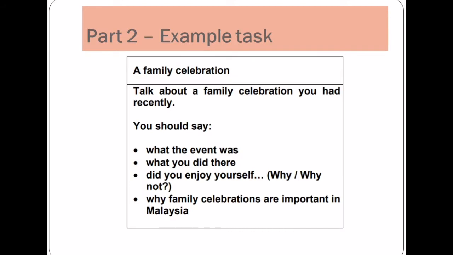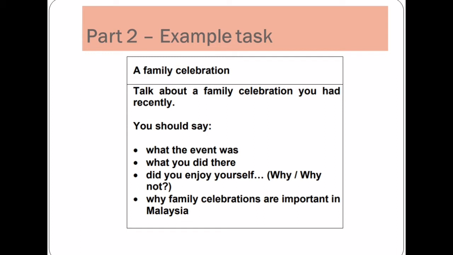Moving on to part 2, the individual long term. Here the questions are normally about something that is related to you. For example, you are asked about your routines or things that you would normally do. Look at the example task.